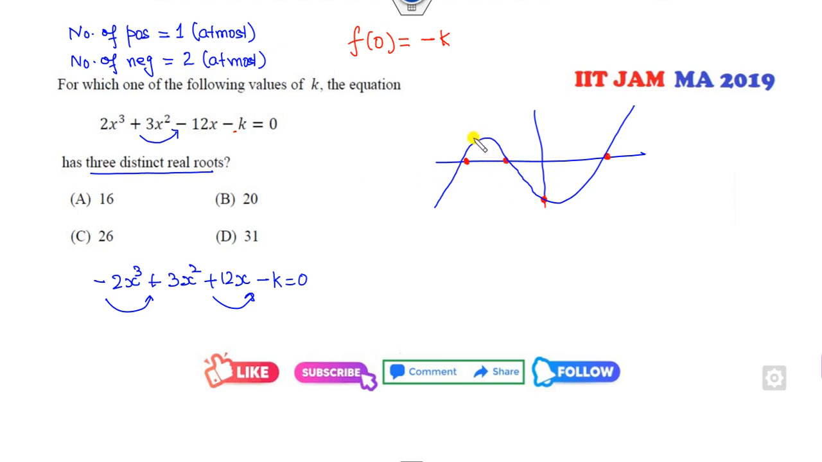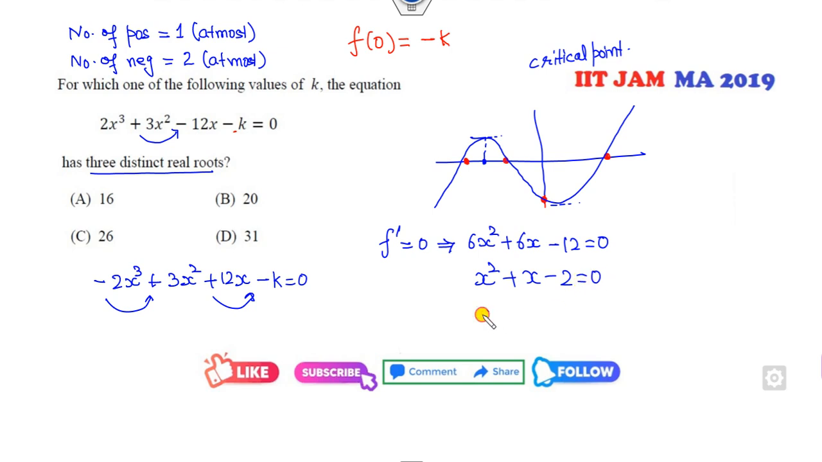That's very simple. How can you find this maximum value? How can you find this minimum value? The corresponding point is called the critical point. Fine. Now I can find the critical point. What is the definition of the critical point? f dash is 0. So that means 6x squared plus 6x minus 12 is 0. That is x squared plus x minus 2 is 0. So x will be minus 2 and plus 1. So definitely this number is minus 2 and the corresponding this number is plus 1.